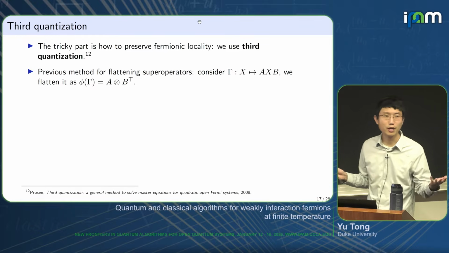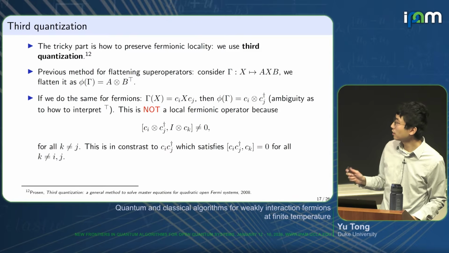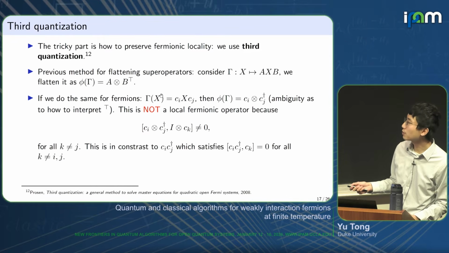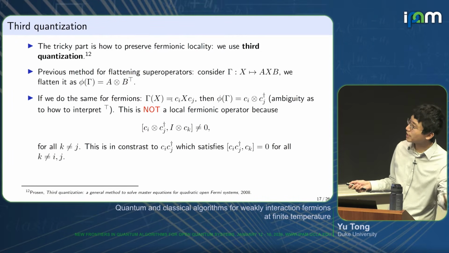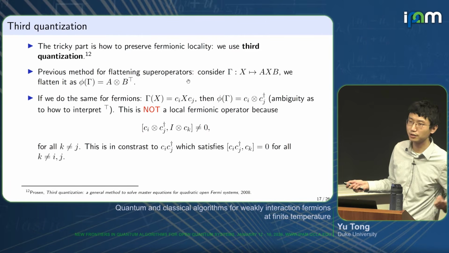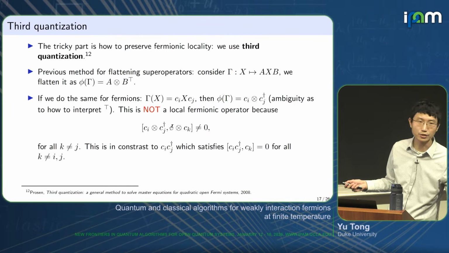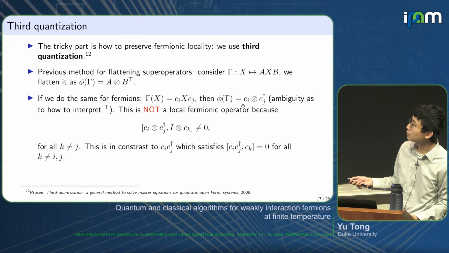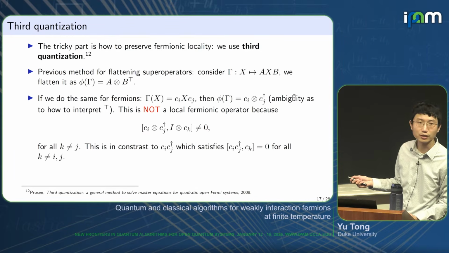Right? So that's the typical way you flatten a superoperator. Now let's do the same for a fermionic operator. Say we have a fermionic superoperator that multiplies Ci to the left, Cj to the right. So Ci, Cj are both annihilation operators. You do this map, do this flattening, it gives you something like a Ci tensor Cj dagger.